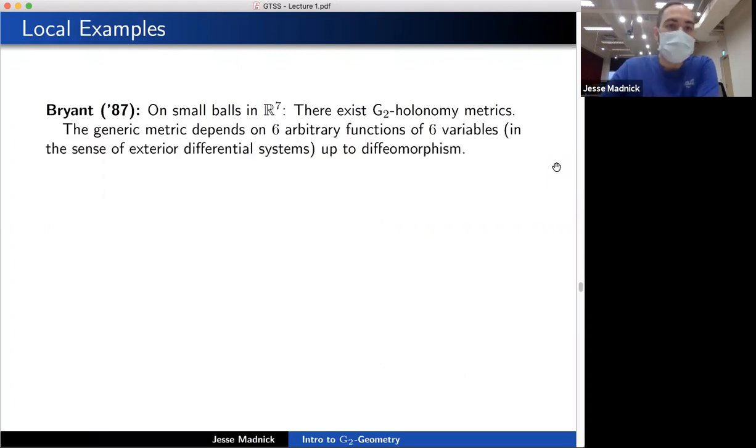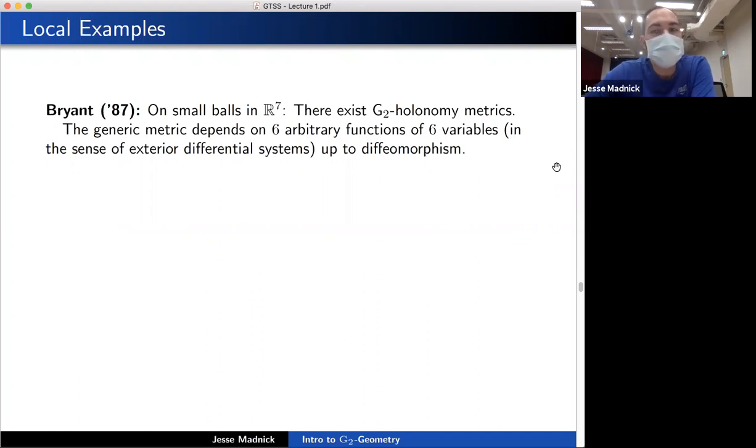The first examples constructed were local and abstract, due to Bryant. He showed that on small balls in R7, G2 holonomy metrics exist. In the same paper, he showed that on small balls in R8, Spin(7) holonomy metrics exist. He did this using a theory known as exterior differential systems, or Cartan-Kähler theory. It wasn't just an existence theorem, but also what's known as a local generality theorem. He proved that the generic metric depends on 6 arbitrary functions of 6 variables in the sense of EDS, up to diffeomorphism. So what does this phrase mean?